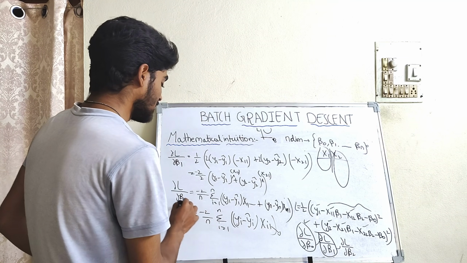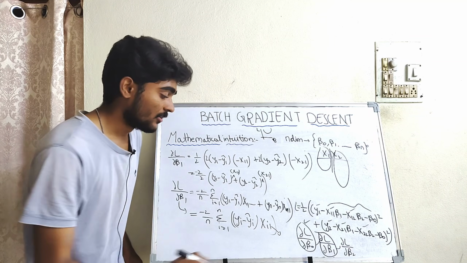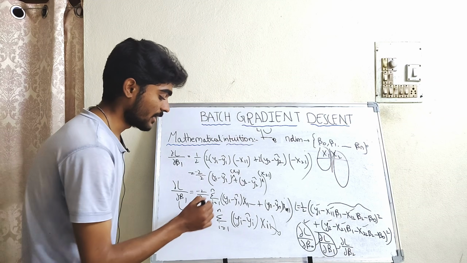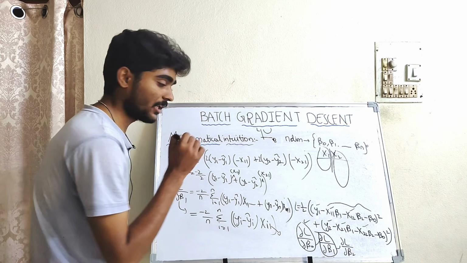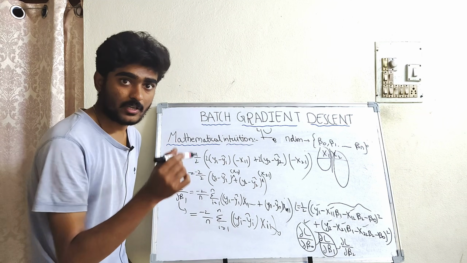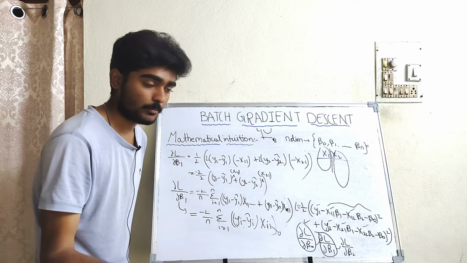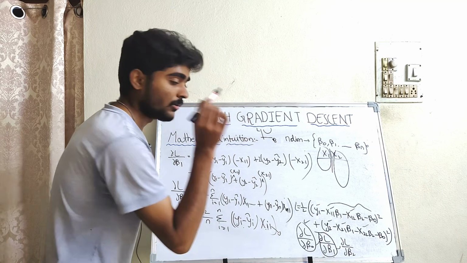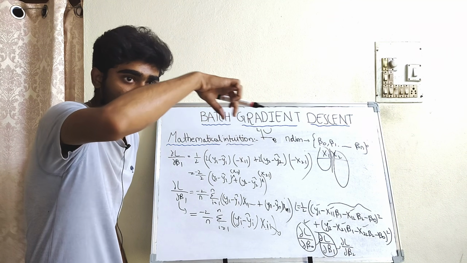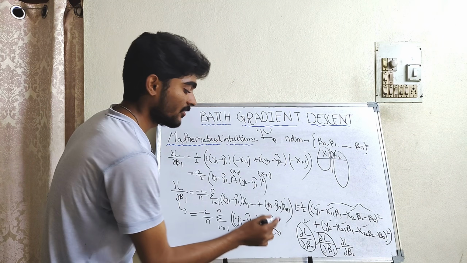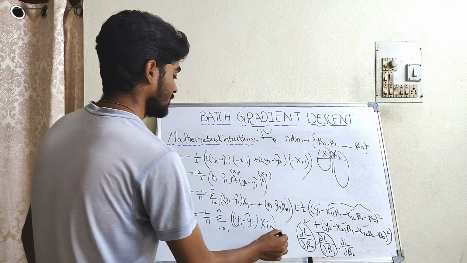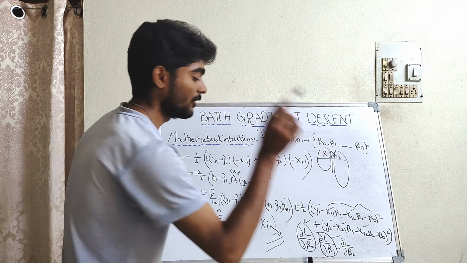This is the generalized formula of del L by del beta 1: minus 2 by n, summation of i equal to 1 to n, where n is the number of rows, of yi minus yi hat, output minus predicted output, times xi1. Here i determines the row number, and 1 determines the column number. We have determined del L by del beta 1.